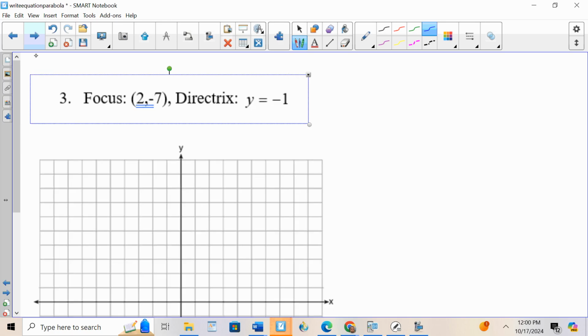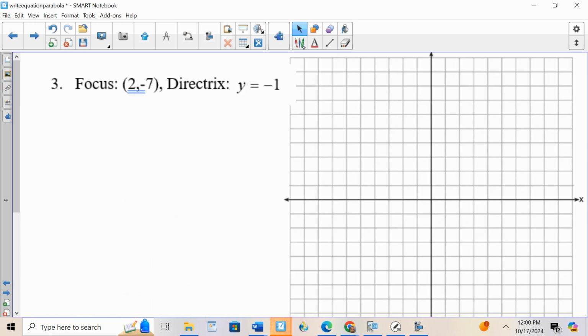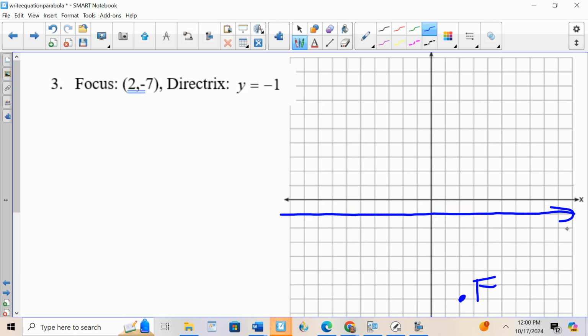Let's go to number 3 here. Let's plot the information. The focus is (2, -1), 2, 3, 4, 5, 6, 7. That's your focus. The directrix is y equals -1. The vertex is in between the other two, so I count 1, 2, 3, 4, 5, 6. Half of 6 is 3. That's your vertex. It's going to open down.